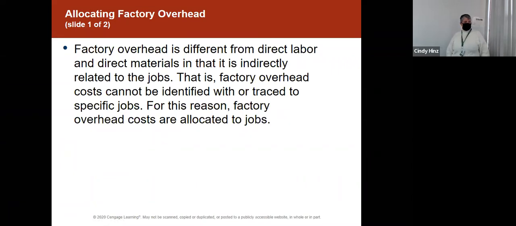So our next exercise deals with factory overhead. And we've alluded to this a few times already, but I want to just hit a couple of high points in the notes before we look at our next exercise.